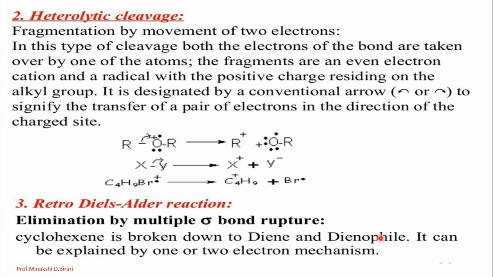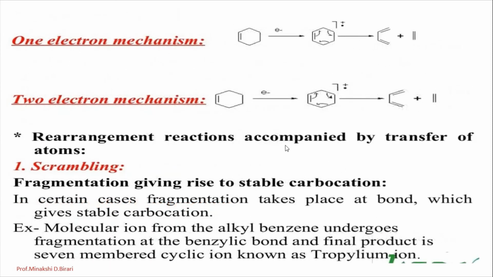Let us see, first of all, the one electron mechanism. Cyclohexene undergoes the one electron mechanism for the cleavage: first of all, ionization of cyclohexene forms the molecular ion. Further, the molecular ion is fragmented into these two fragments. If we consider the second mechanism, the two electron mechanism, again the cyclohexene undergoes ionization to form the molecular ion, and after the formation of the molecular ion, it further undergoes fragmentation to form these two fragments.